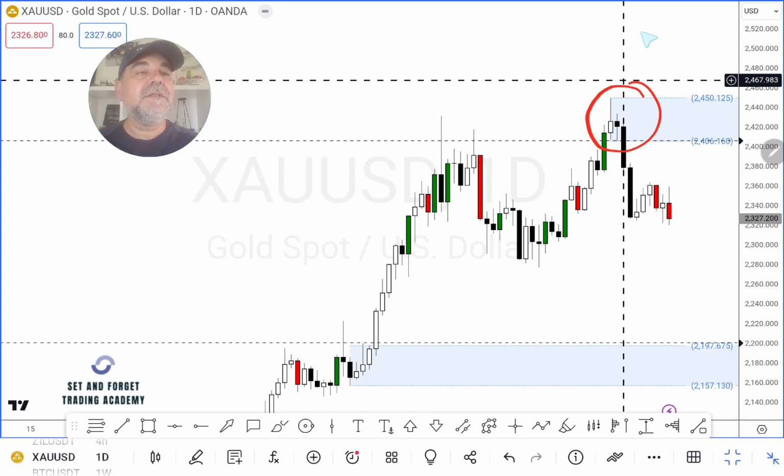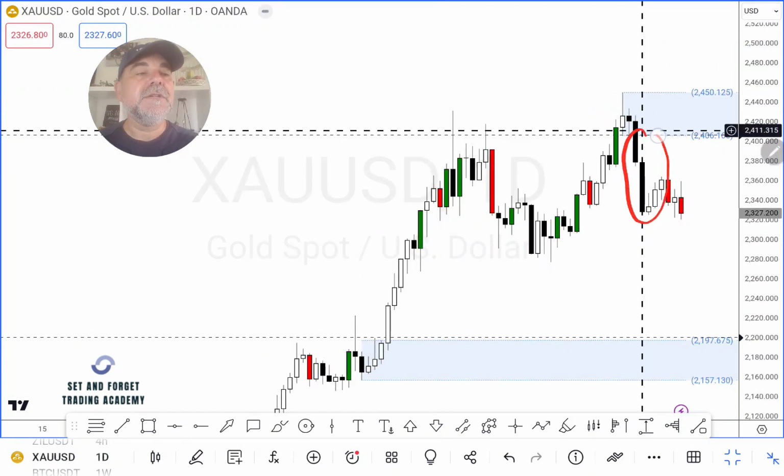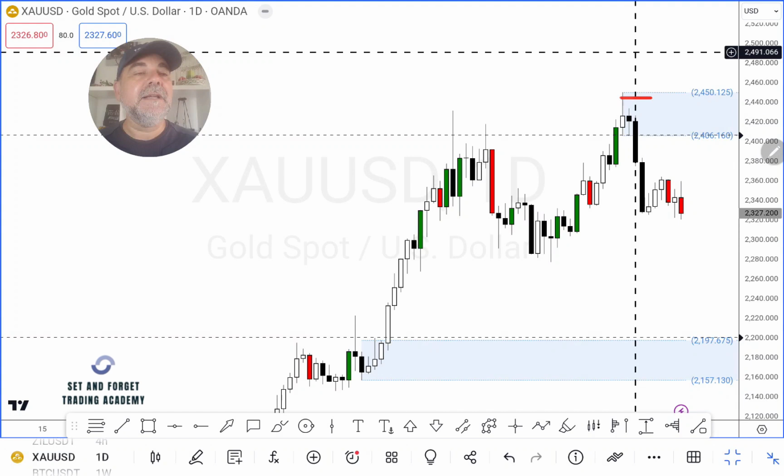As you can see now, the daily has created a strong imbalance at 2,406. Look at the strength of this impulse. We've got large bearish candles, where on the way up we only have one. And now the daily time frame, price action wise, is telling us that gold is heading south.